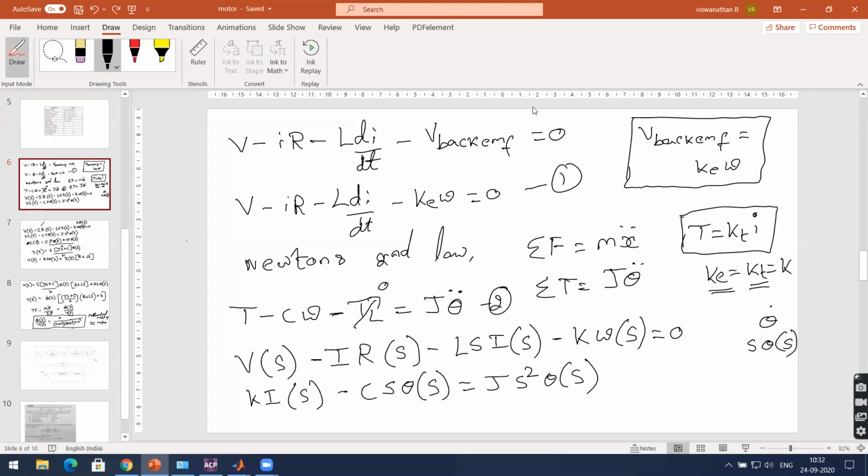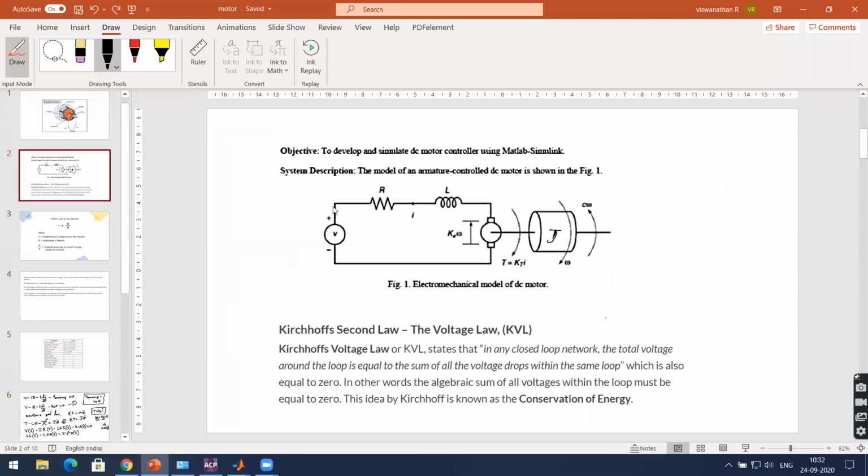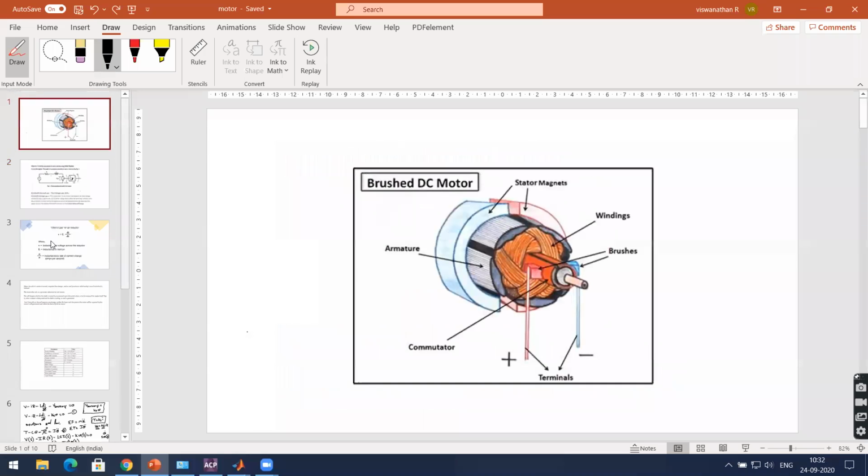So we were discussing this DC motor, and we'll be continuing with that. Just to summarize, we considered a DC motor which can be modeled like this. This is the input voltage here, and this is the resistance of the windings over here.